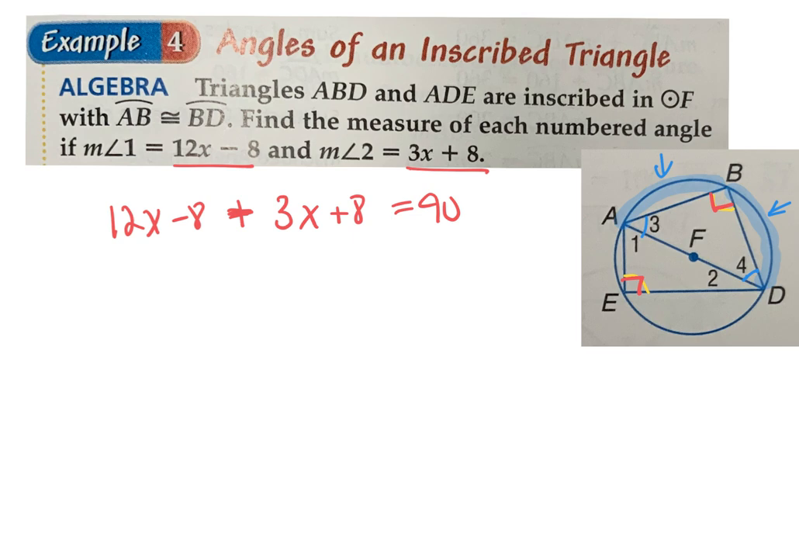Not only are they congruent, they add up to what? 90. Why do they add up to 90? Because this is 90, and it's in a triangle. So 90 plus the other 2 should equal 180, which means the other 2 must equal 45 each.